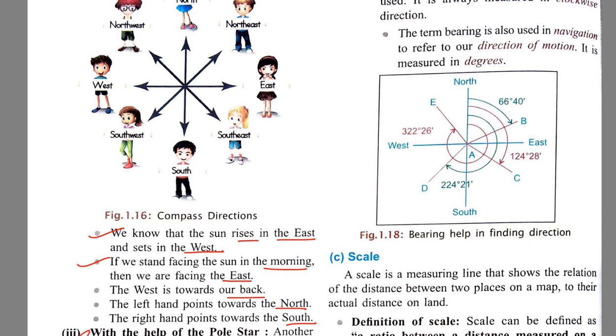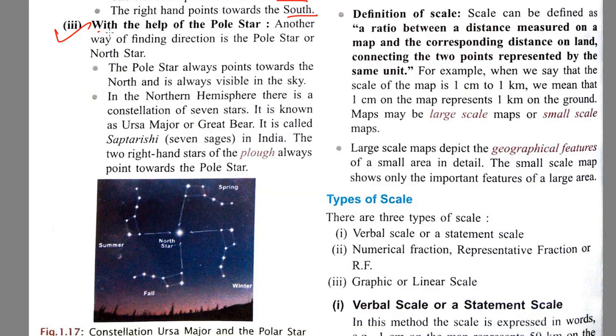Another way of finding directions is the pole star or north star, because the pole star always stays in the north direction. So the pole star always points towards the north and is always visible in the sky. In the northern hemisphere, there is a constellation of 7 stars. It is known as Ursa Major or Great Bear, and it is called Saptarshi, 7 sages, in India. And the two right hand stars of the plough always point towards the pole star. So on the basis of the pole star, easily we can identify the directions.